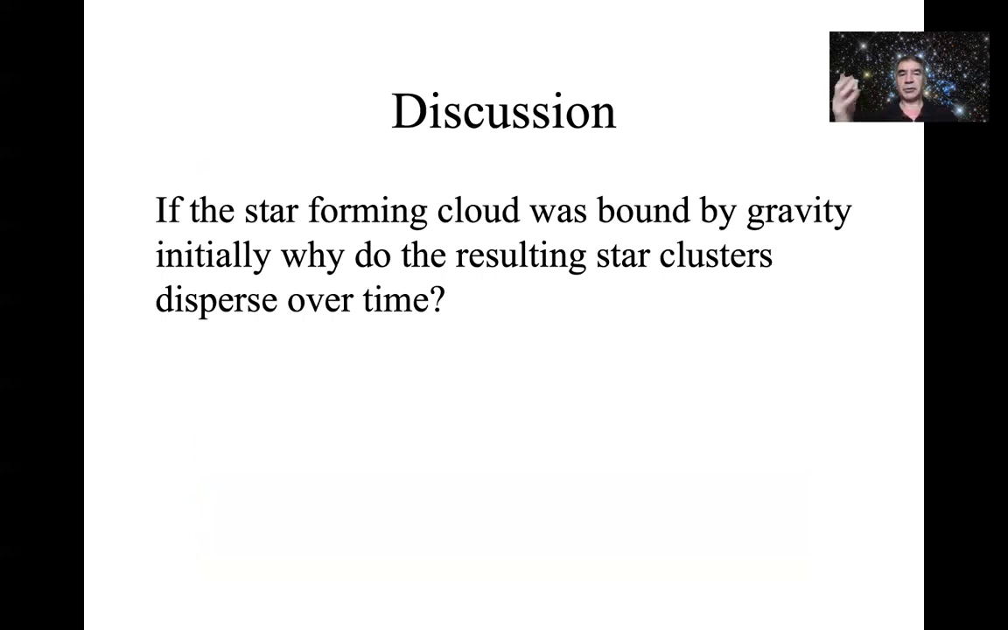But now, once you end up with that, it's like an OB association, they're not even bound together by gravity anymore. The stars will just drift apart and disperse over time. So what's changed? Why was it bound by gravity initially, but now there doesn't seem to be enough mass in the star cluster to keep it together anymore, and it's dispersing? So just have a little think about that over the break, and see you in 5 minutes.